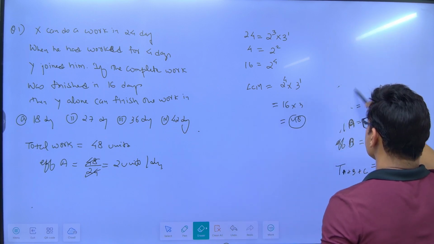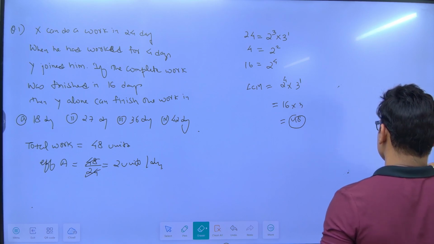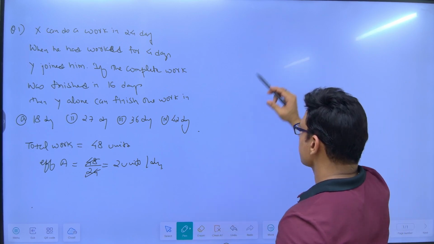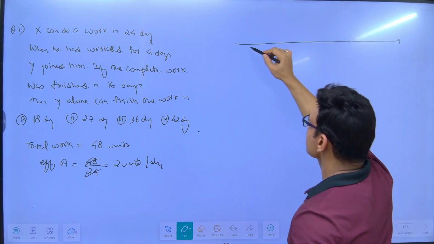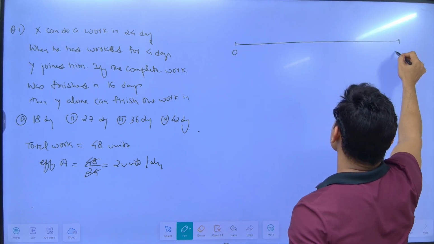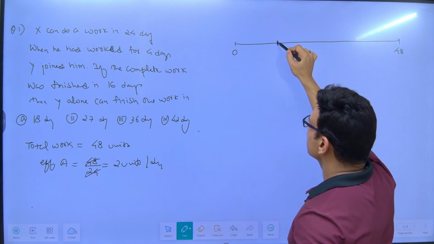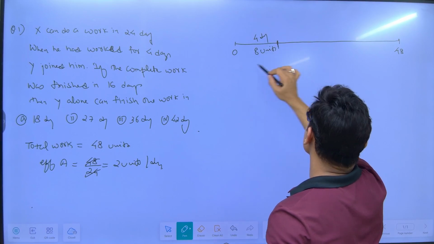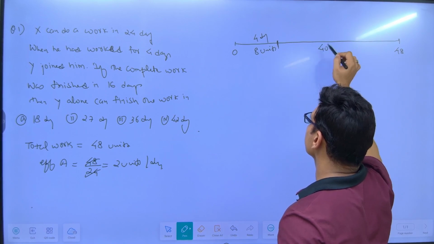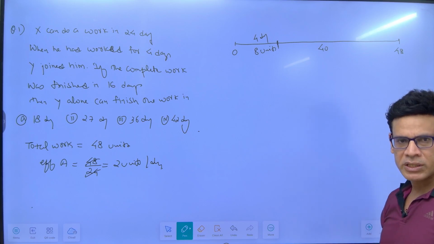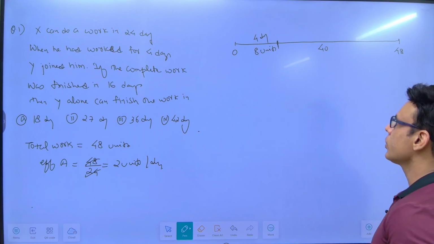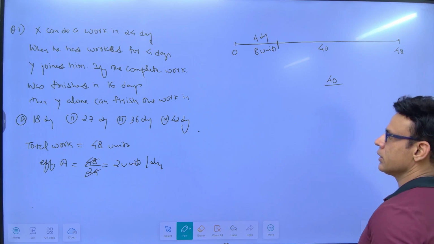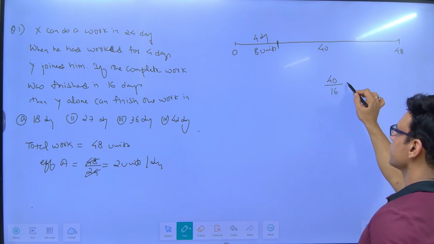Draw a number line. 0, and 48. Now A has worked for 4 days. He'll do 8 units of work, so out of 48, 8 is done. How much is left? 40 units of work is left. Now who joined him? Now they are doing 40 units in 16 days.